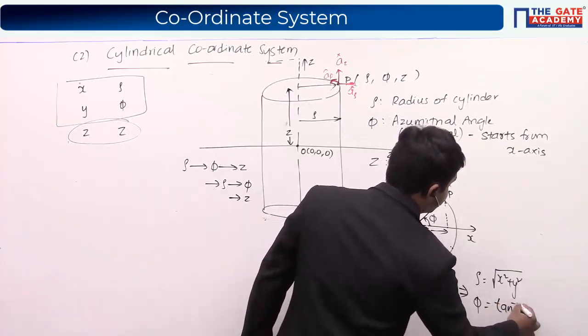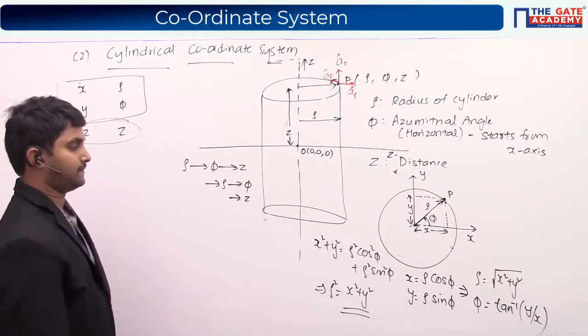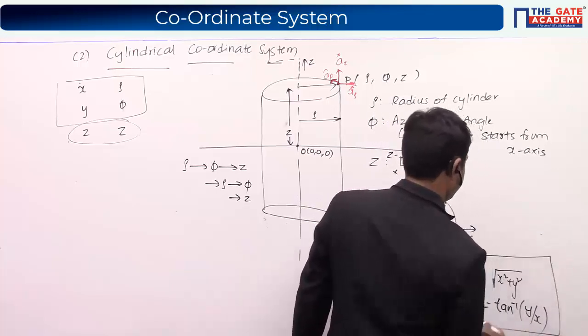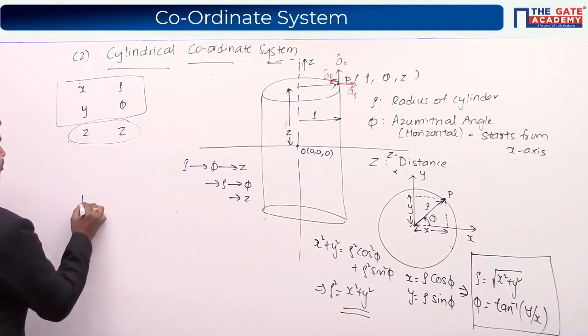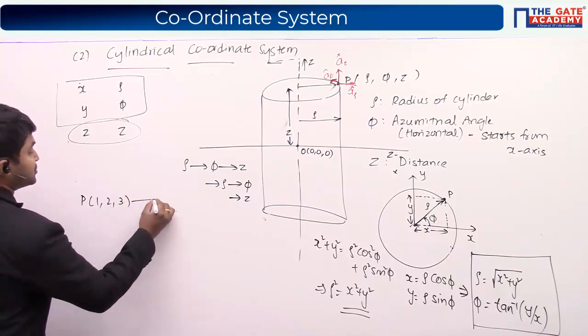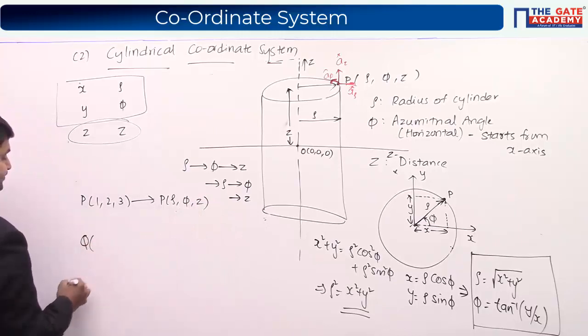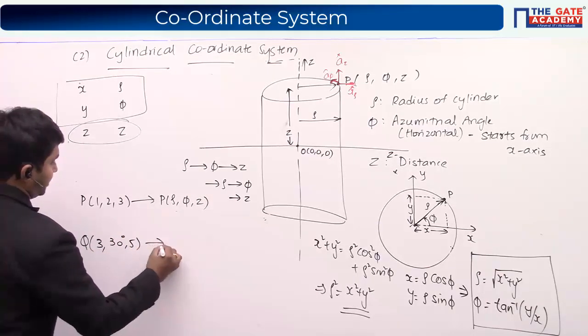Phi is something that I can write as tan inverse of y by x. So by this, we can convert a point which is in Cartesian to cylindrical, and a point which is in cylindrical coordinates into the Cartesian.